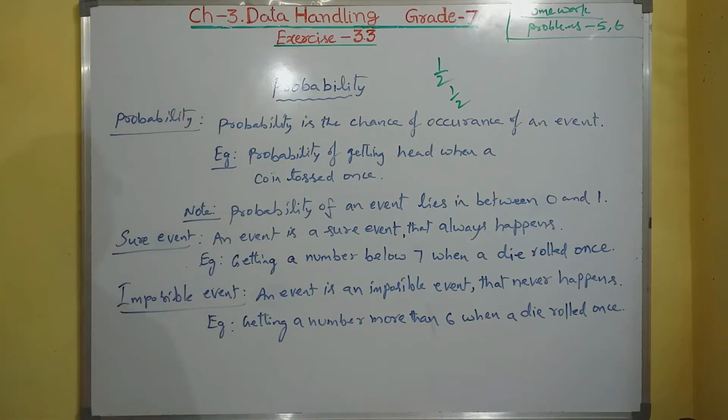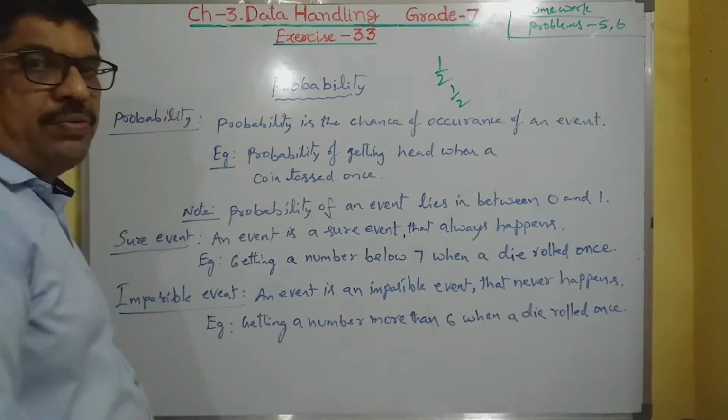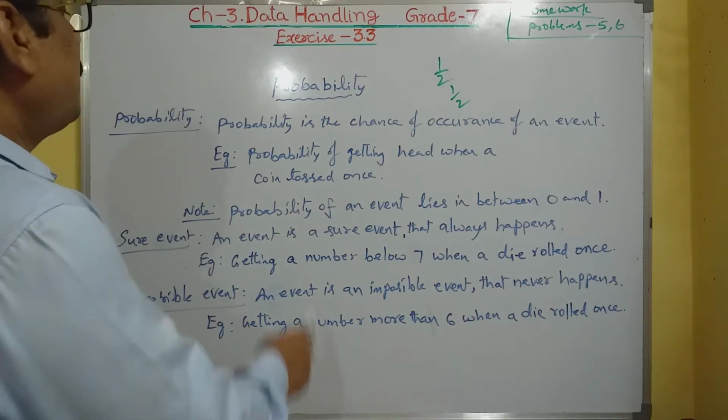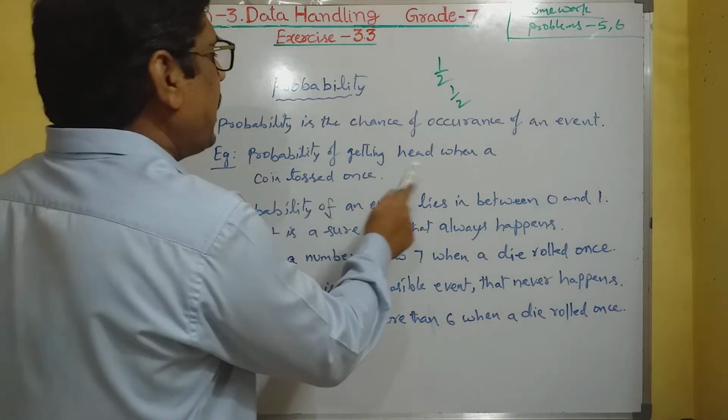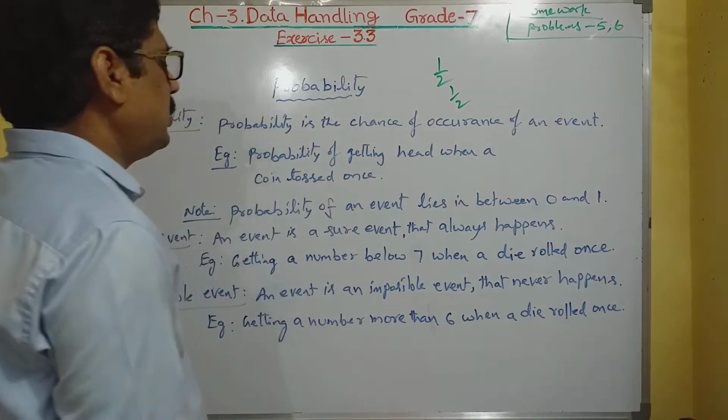See, let us go through the definition of probability. Probability is the chance of occurrence of an event. That I already explained. Here I have given one example. Probability of getting head when a coin is tossed once.